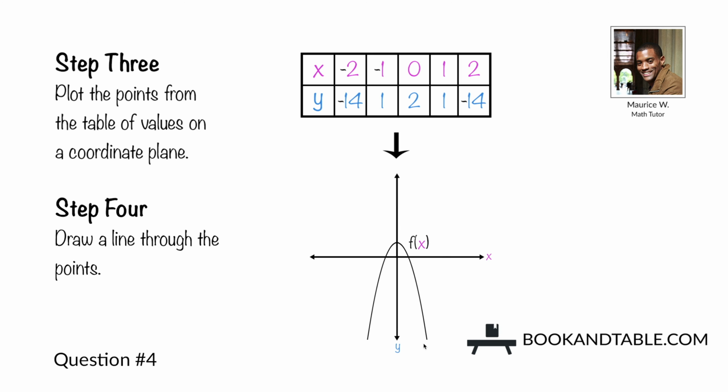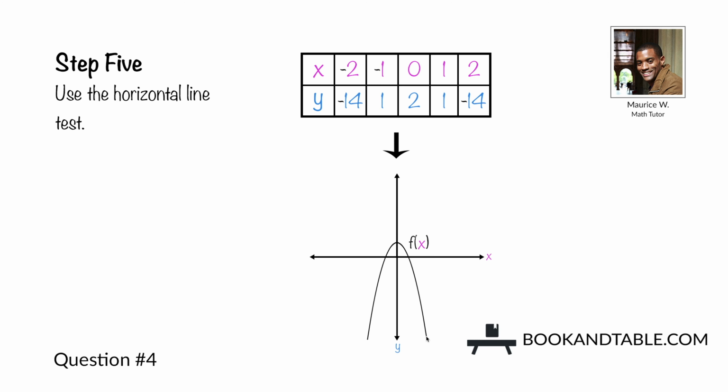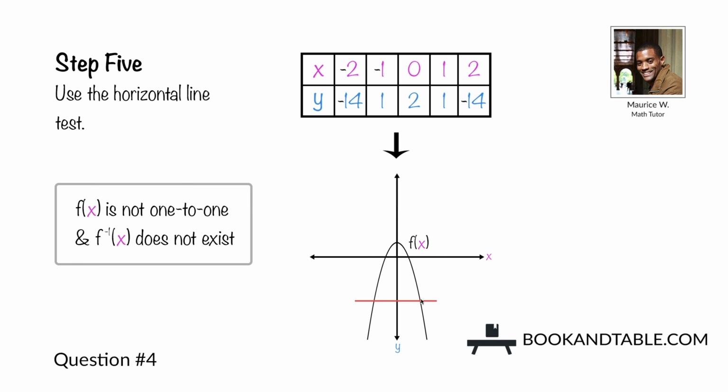And now we draw a line through these points to sketch f of x. And once we have f of x sketched, we can now use the horizontal line test to see if f of x is 1 to 1. And since a horizontal line crosses the function here and here, we know that f of x is not 1 to 1, which lets us know the inverse function does not exist. That is the answer to question number 4.